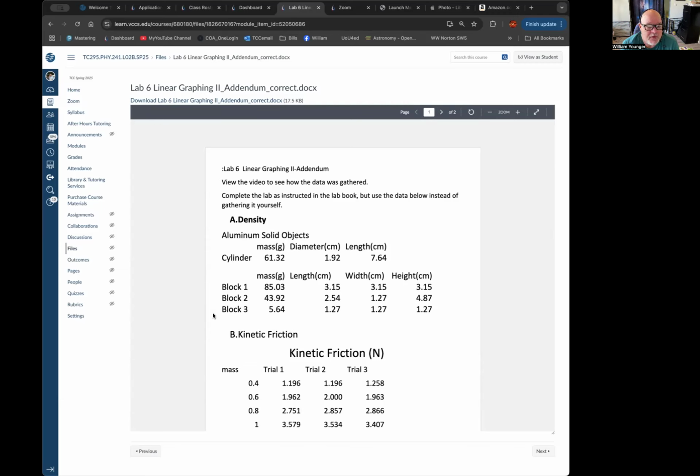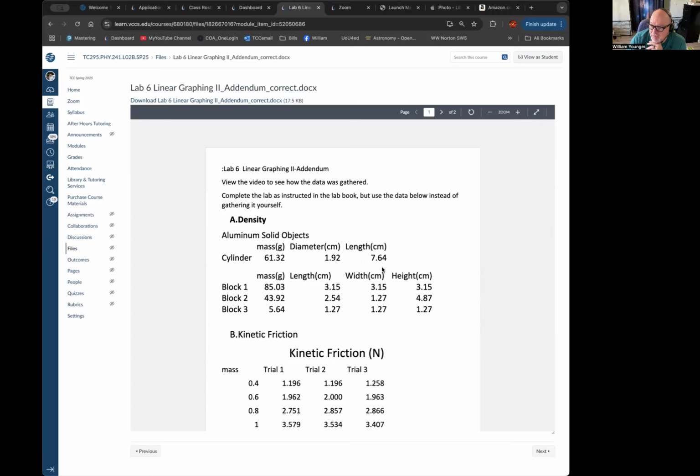It says view the video to see how the lab data was gathered. Complete the lab as instructed in the lab book, but use the data below instead. So for the density part, that's when we were measuring the aluminum objects. One of them was a cylinder, and the cylinder had a mass of 61.32 grams. It had a diameter of 1.92 centimeters, and it had a height or length of 7.64 centimeters. And then we did three rectangular blocks. We didn't do any spheres.